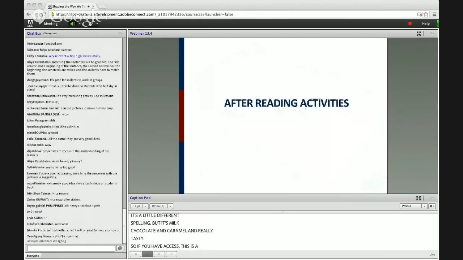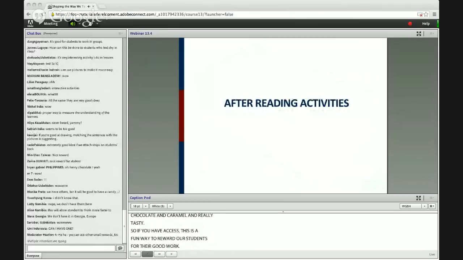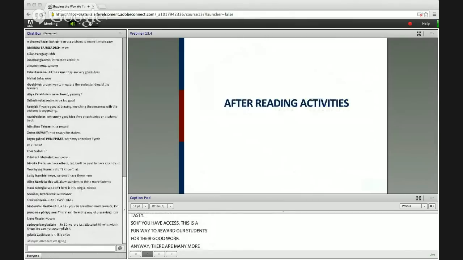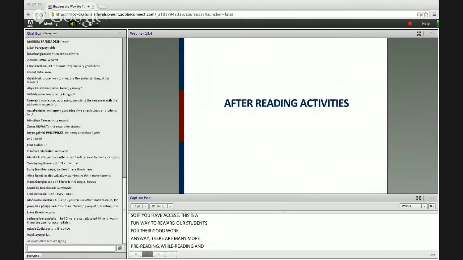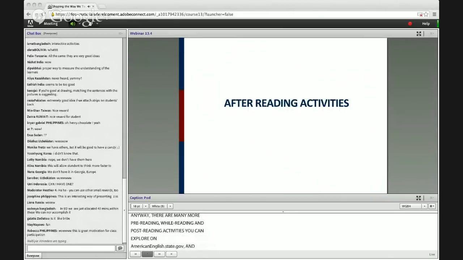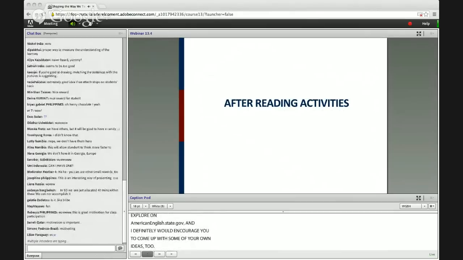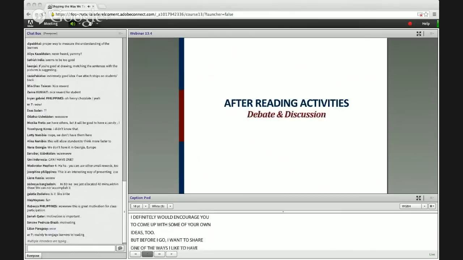Anyway, there are many more pre-reading, while reading, and post-reading activities that you can explore on americanenglish.state.gov. And I definitely would encourage you to come up with some of your own ideas too. But before I go, I want to share one of the ways I like to have students respond to readings in class. And that is through some debate and discussion.